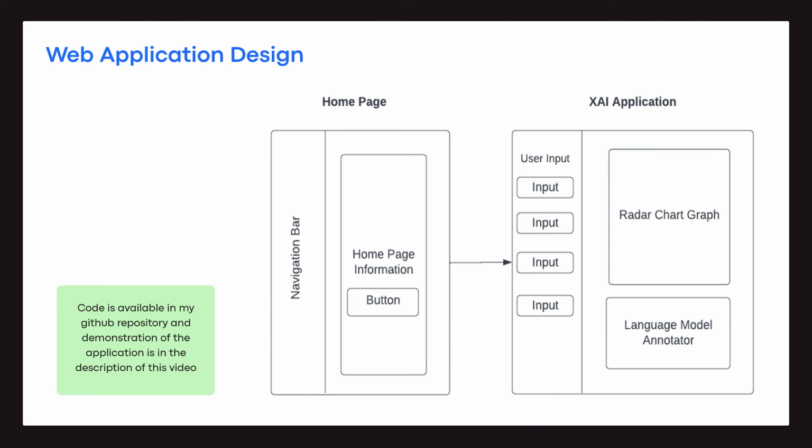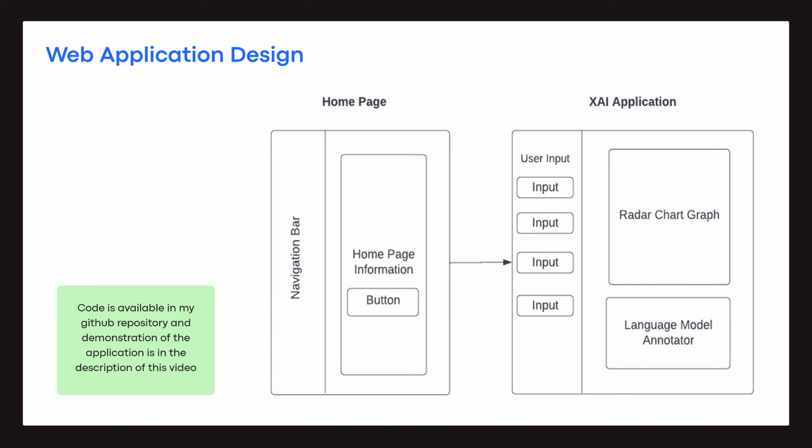In this diagram here, it's just a simplified version of my actual web application. Basically, there's a navigation bar at the homepage, and the homepage will have some information which the user can read about how the web app works, and also a button for them to click to go to the XAI application.